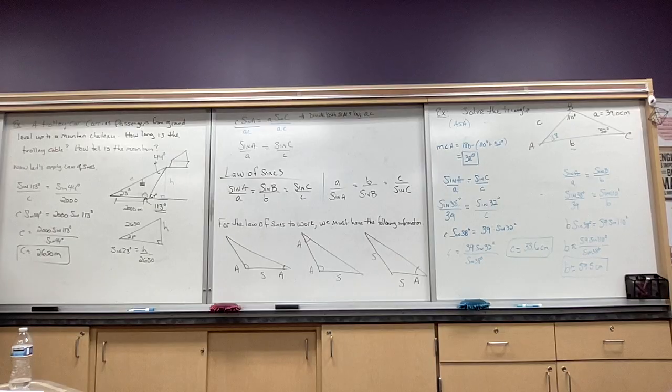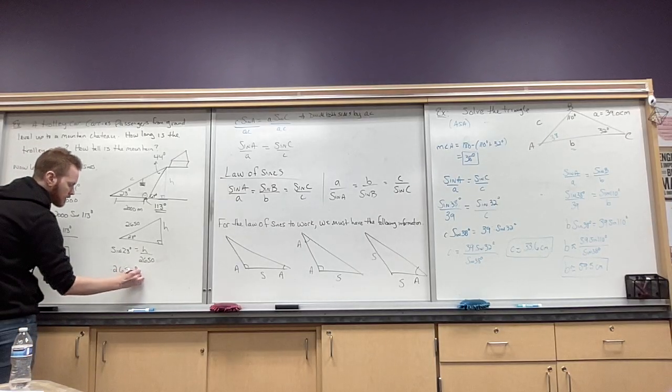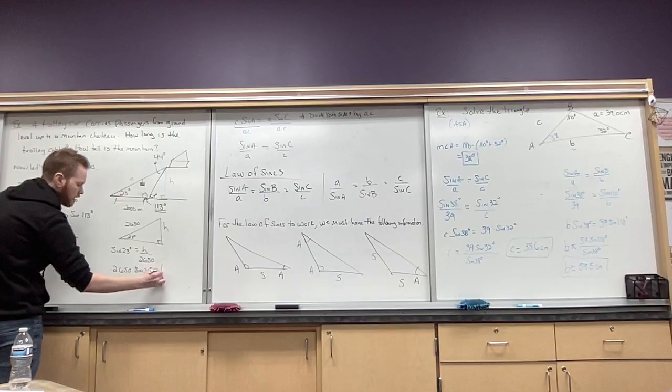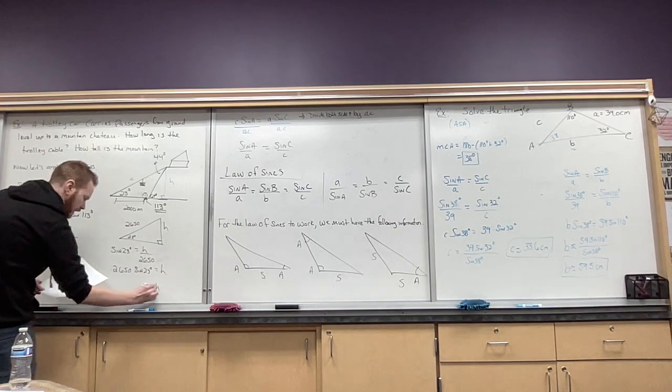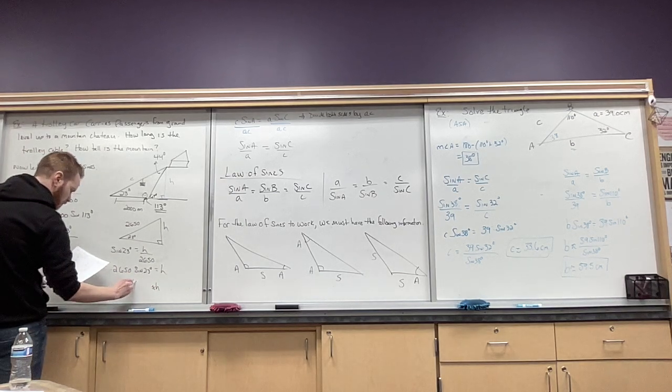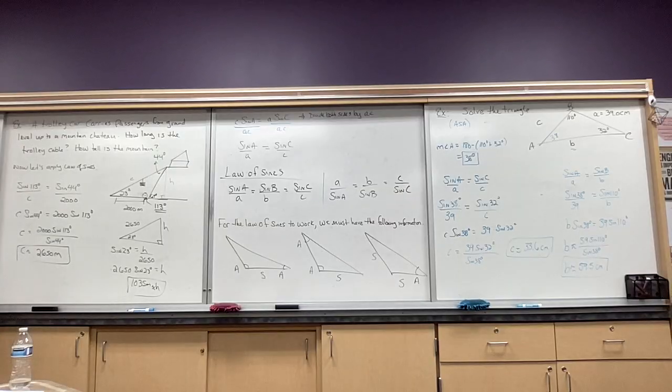Again, we'll do some multiplying here. So 2,650 times sine of 23 degrees equals h. Plug in the calculator. And the height, to the nearest meter again, was 1,035 meters for that guy. Okay?